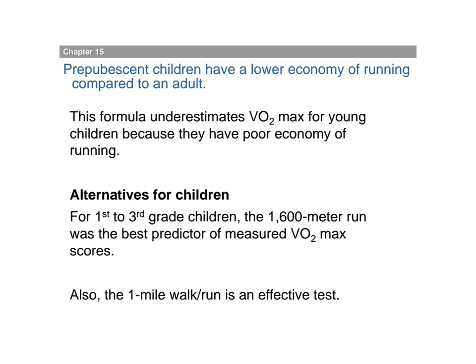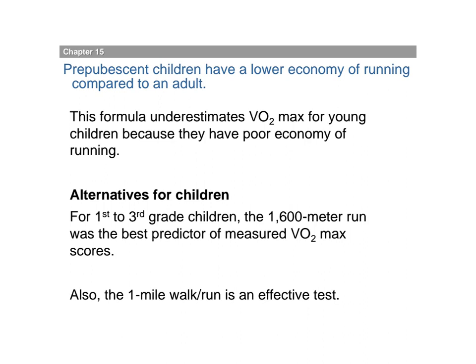So for this reason, there are alternative tests. For example, for first to third grade children, one example of an alternative test is a 1,600 meter run. That's a pretty good predictor of measured VO2 max scores. In other words, they did a study where they carefully measured VO2 max in a lab, and then compared the performance of children in this age group with different distance runs. And this 1,600 meter run was actually the best predictor of the VO2 max.